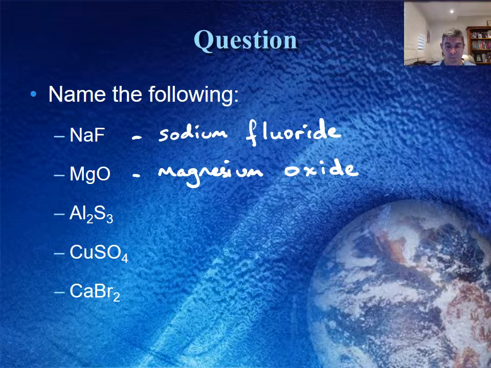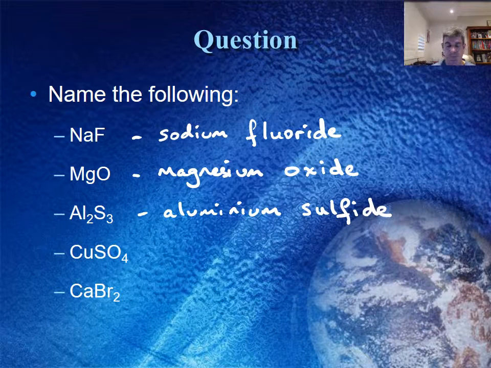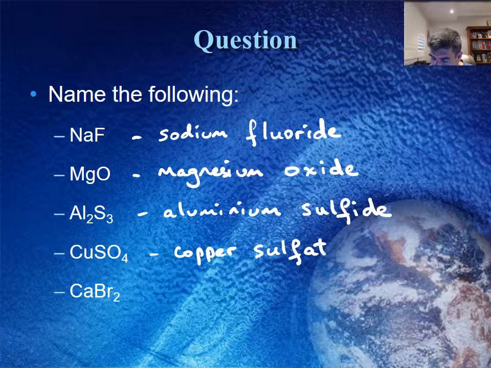The third one is a combination of aluminium. In this case, aluminium is the cation, and the anion is sulfur. Because it's an anion, it has to change its name from sulfur to sulfide. The fourth one on this list is copper, which is the cation. The anion is SO4, and SO4 is the sulfate. So it's sulfur, but because of the presence of oxygen, the name changes to sulfate. So this compound is copper sulfate.